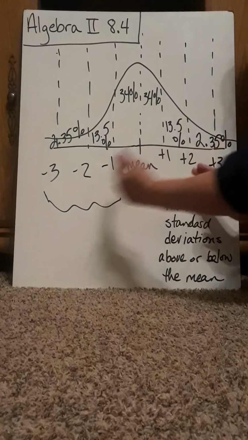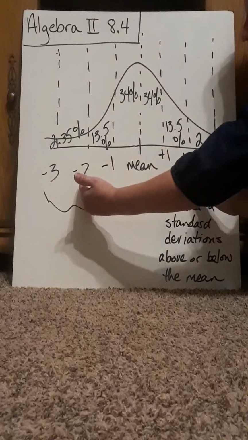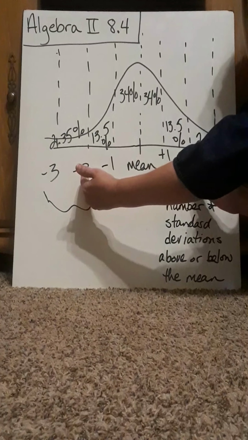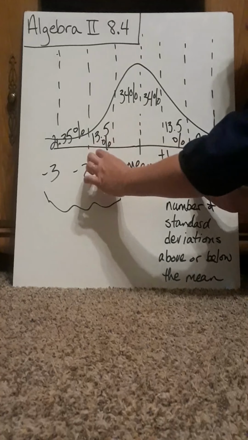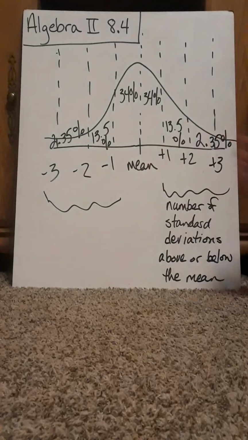So if you wanted to know, okay, how much of my data is going to be within 2 standard deviations, you're going to add 34 and 34, and then 13.5 and 13.5. That's going to be the vast majority of your data. In fact, let's add that right now. So we know that 34 and 34 is 68. Let's add another 13.5 and another 13.5. And let's just see what we get.